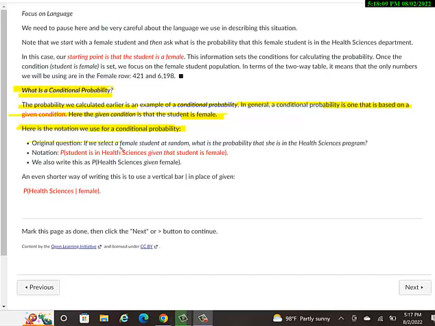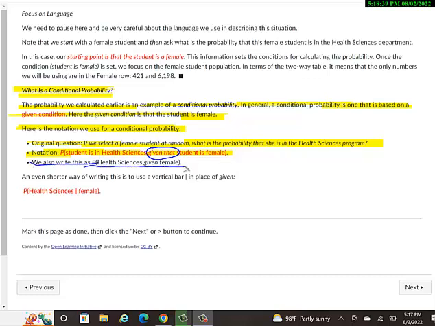Original question: if we select a female student at random, what is the probability that she is in the health sciences program? So the notation we'd use for that, if we were writing this in the math notation with equations and symbols, is P, parentheses, student is in the health sciences, given that, so we use that phrase, given that. That's something that's already been established. We're talking about only females here, so that'll affect our probability. We also write it as P, health science.